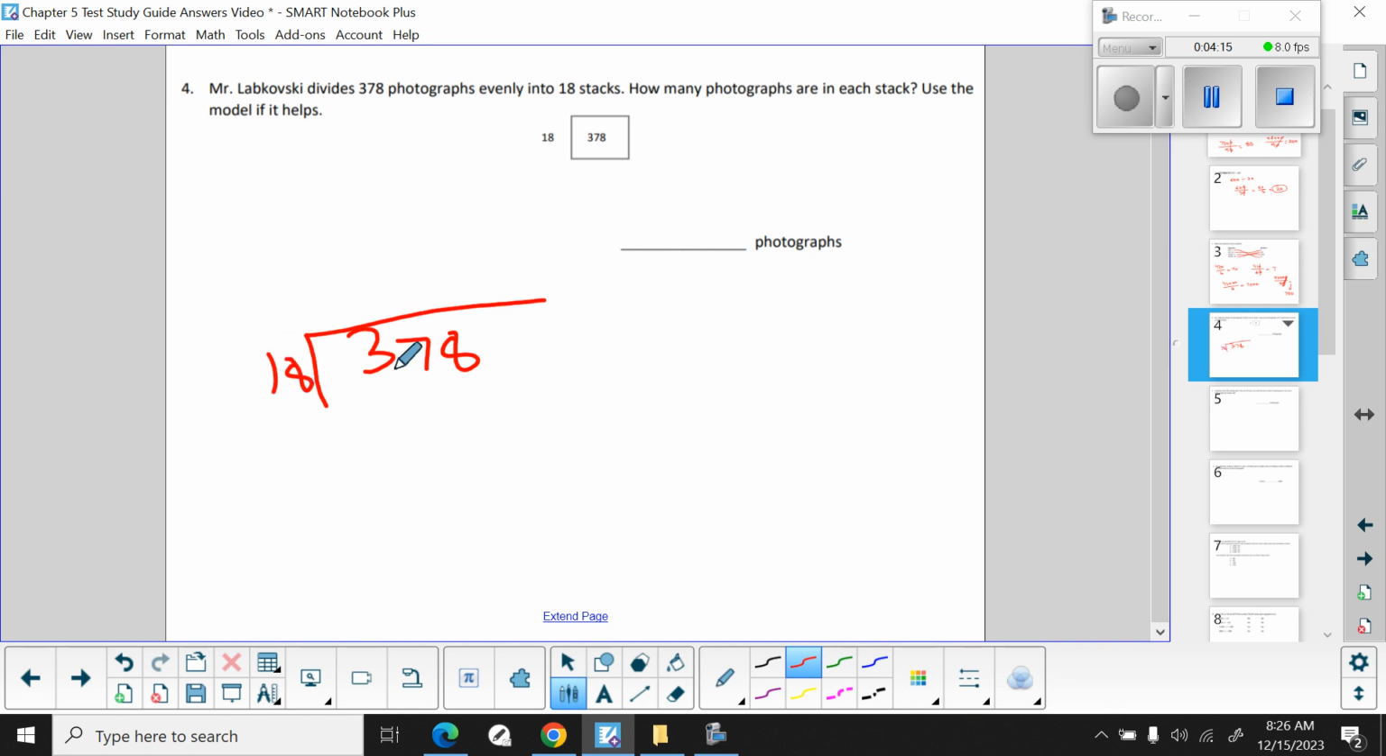How many times does 18 go into 37? I kind of gave away what I know the answer to be, which is 2 times, because 2 times 18 is 36. So my remainder is 1. Bring down my 8. How many times does 18 go into 18? The answer is 1 time. 1 times 18 is 18. So I have no more remainder. The answer is 21 photographs.